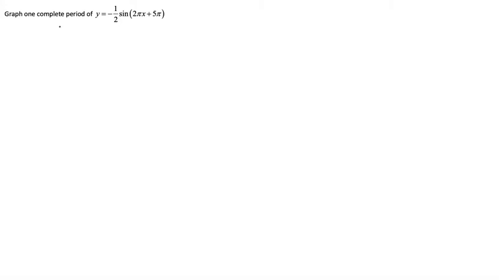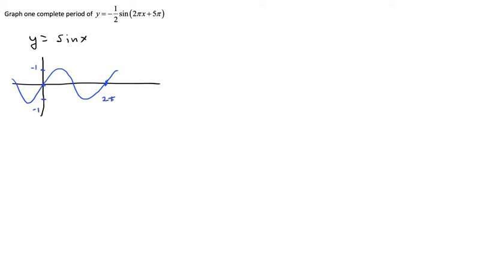All right, graph one complete period of y equals -1/2 sine of 2 pi x plus 5 pi. This is going to be just a variation of the graph of y equals sine of x. Remember, we call this the base graph because there's no transformations going on. So just a quick little sketch of sine of x. We always start at 0. Of course, we can go in both directions, but we know that the amplitude goes from -1 to 1. We start at 0, and one complete period here is going to be 2 pi.